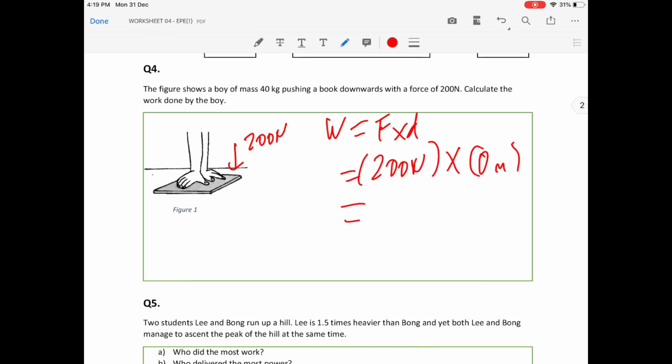This is an interesting thing about work. It doesn't matter how big your force is. You can apply 1 million newtons if you want, or 0.01 newtons. If nothing moves, your work done is 0 joules. It's telling you that you're not doing any work. It doesn't matter how hard you push. If nothing moves, you're not creating any useful work.